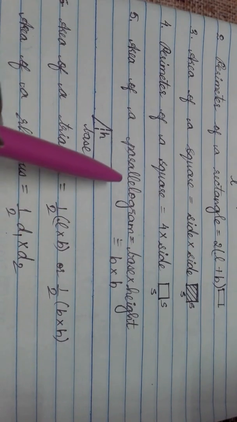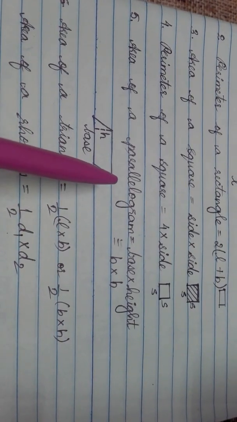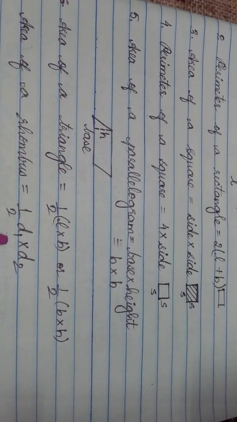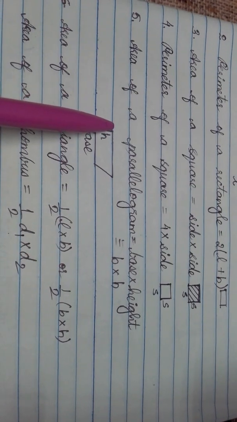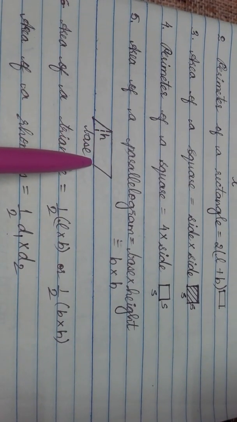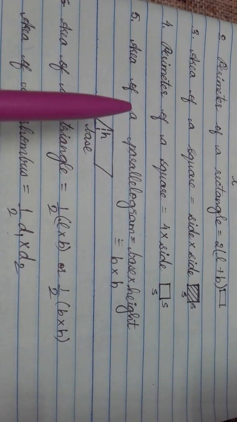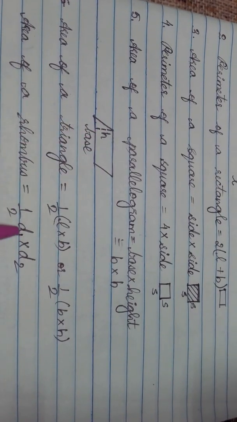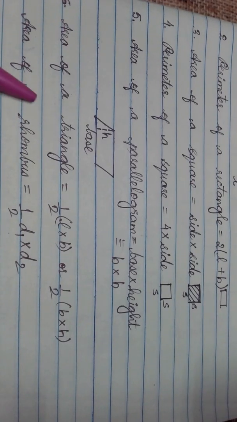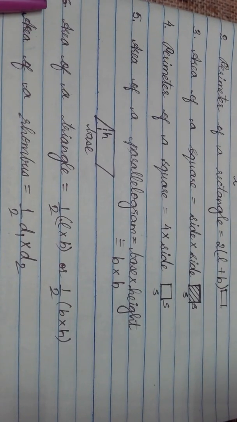A rhombus is nothing but a parallelogram which has all sides equal, and the diagonals bisect each other. When you draw the diagonals, diagonal means a line from one vertex to the opposite vertex. So two diagonals can be drawn for a rhombus and the area is half d1 d2. Understood this, children? Copy these two formulas in your chart.